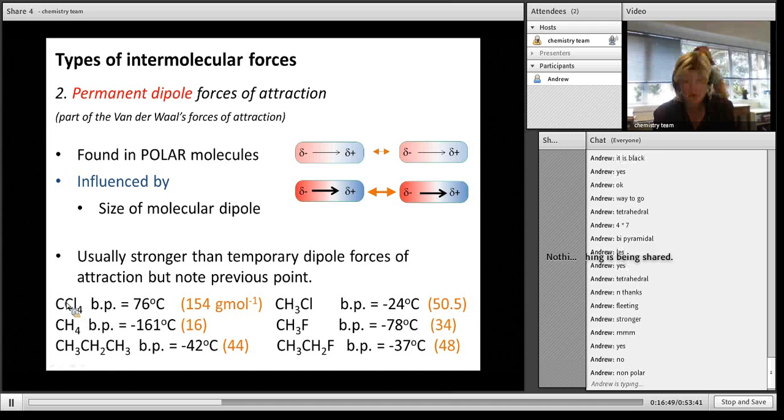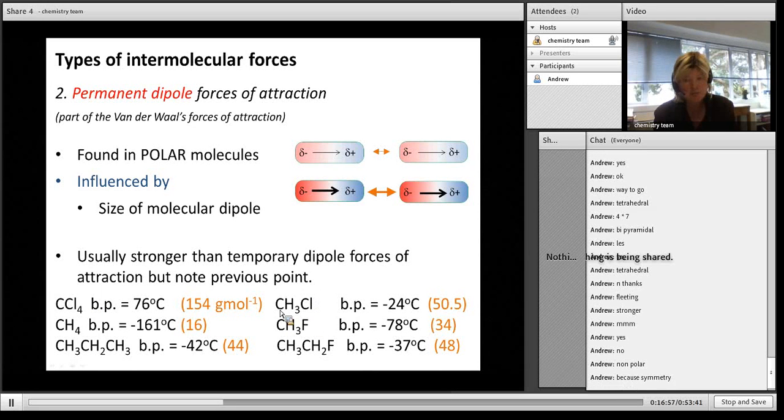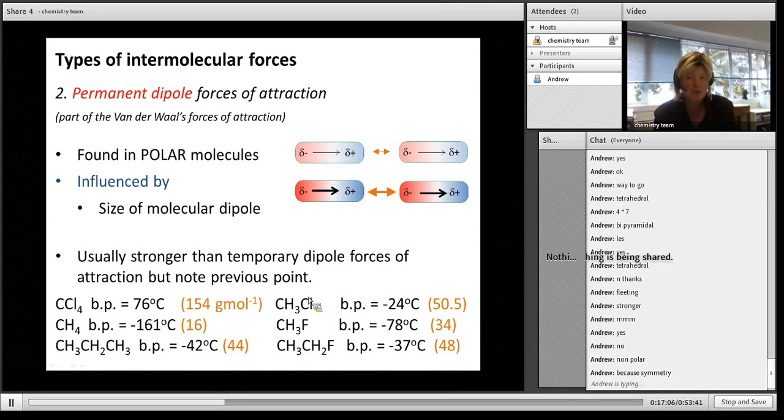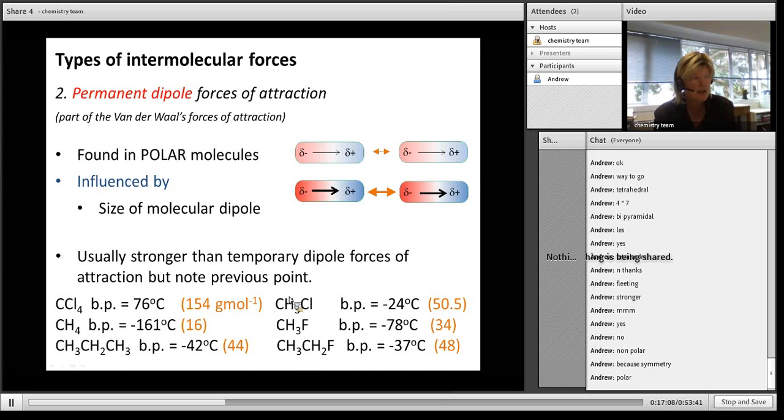Non-polar, correct, because those chlorines are symmetrically arranged around the carbon. CHCl3, is that a polar or a non-polar molecule? Yeah, correct, Andrew. This, because of symmetry, is non-polar. CHCl3, is that polar or non-polar? Polar. But look at the boiling points.